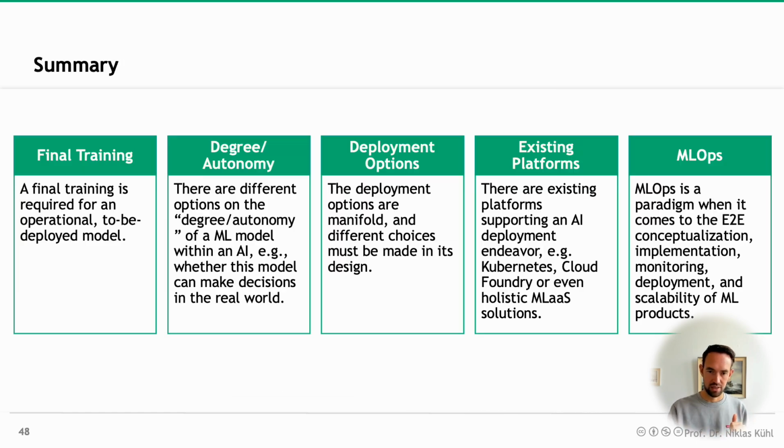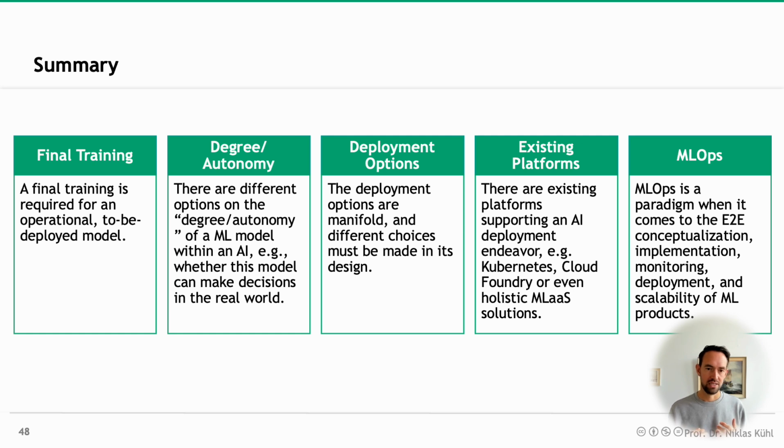Okay, now let me summarize. First of all, starting the deployment with a final training is important, right? You want it to be operational, and you want to use all the data that you have at hand to build your final model. Again, it's not about evaluating the performance anymore, but it's all about building the best possible model that you want to utilize in your productive setting. You have to think about the degree of autonomy that you want to give to your solution. So does it make decisions in the real world, or does it only put out recommendations or predictions, right? With the pros and cons that we briefly touched upon.